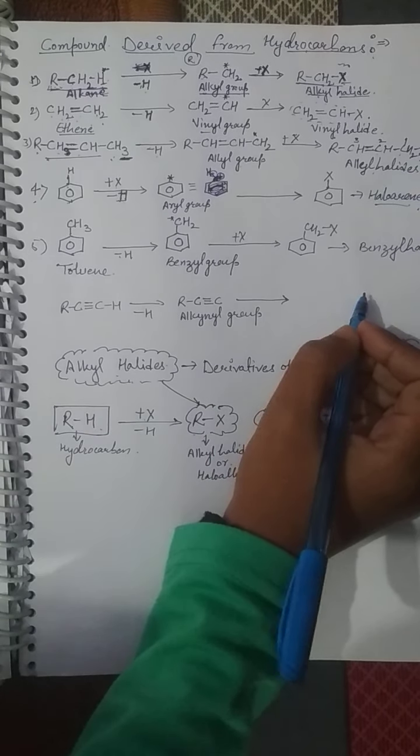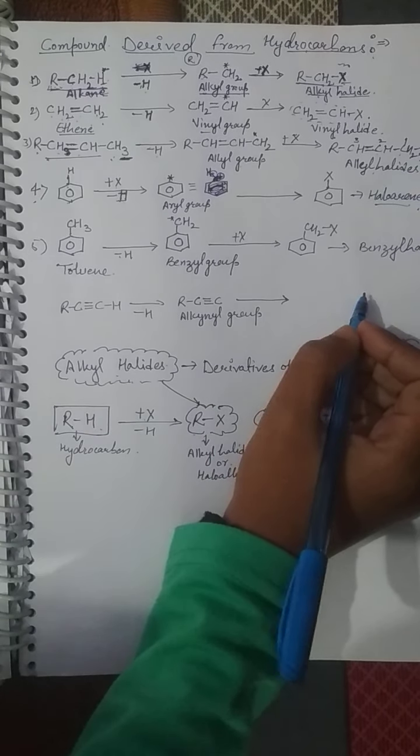Now you have seen that by replacing the hydrogen with another group, that is the halogen group, we get another compound like this, CHX. In this case, the carbon has a triple bond with another carbon. That's why it is called an alkyne. By replacing the hydrogen, it is called the alkynyl group, and this is called the alkynyl halide.